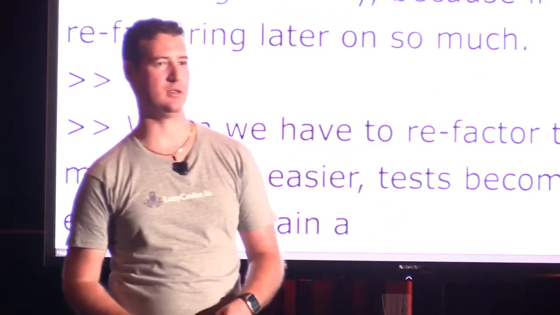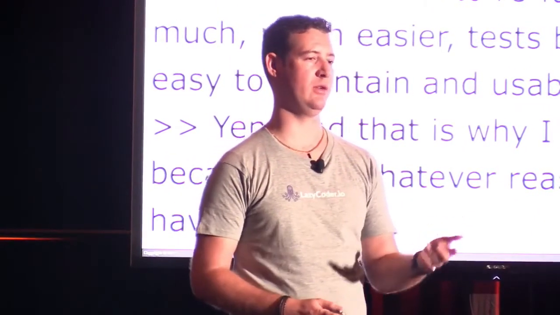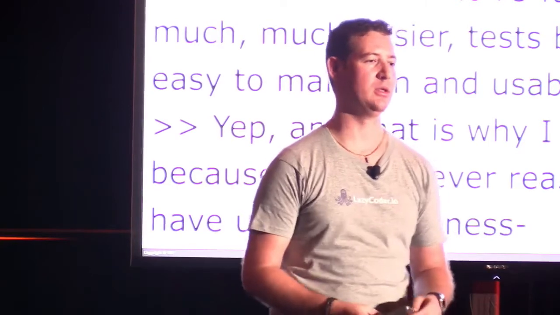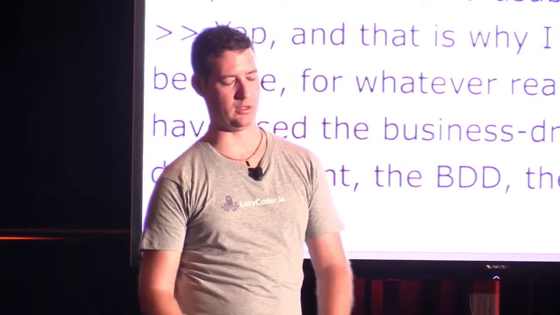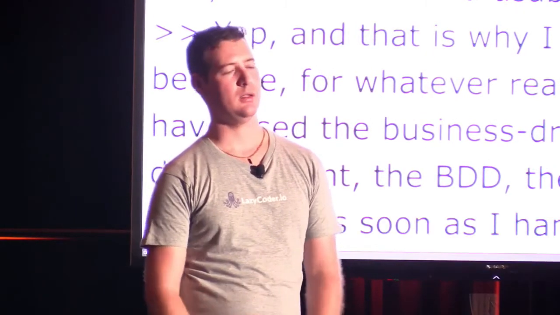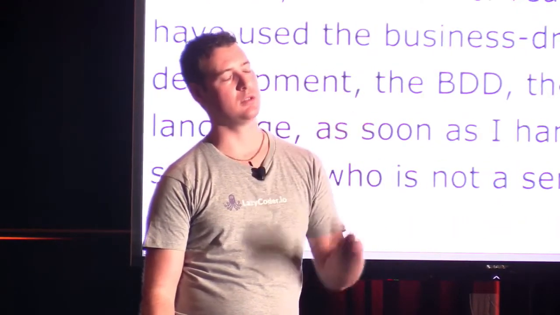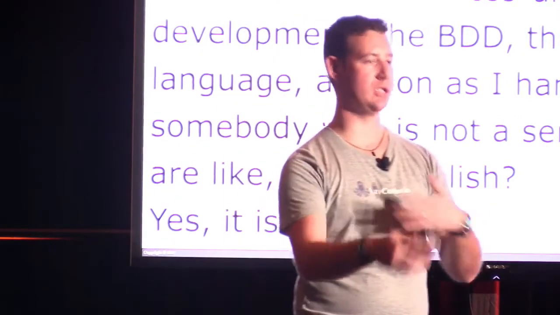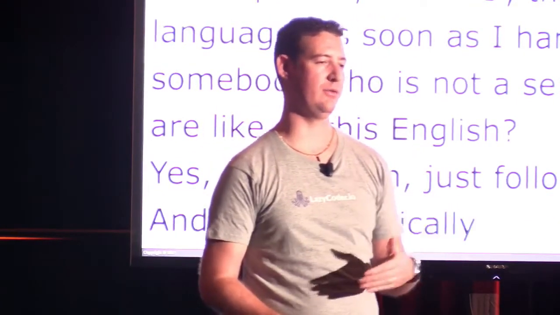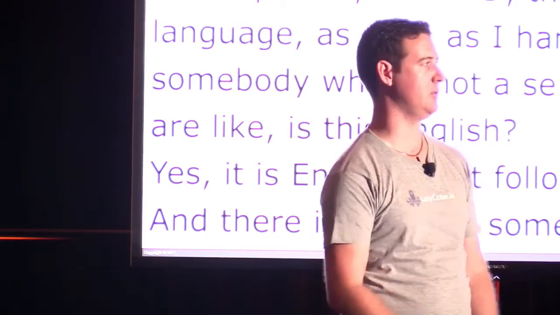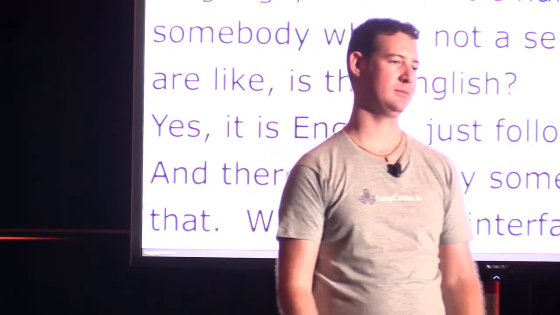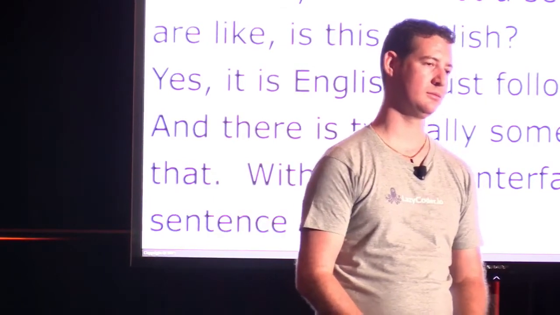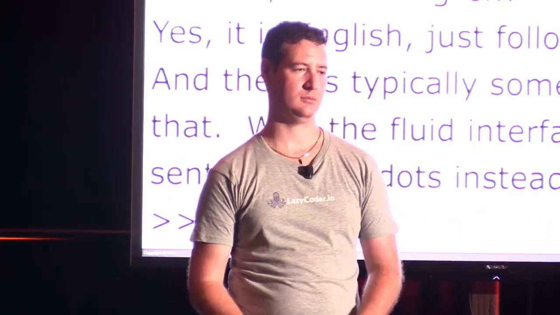Yep, and that's why I like it too, because for whatever reason, whenever I've used business-driven development, BDD, the Gherkin style language, as soon as I hand that off to anybody else who's not a serious nerd, they just look at it like, what is this English? And it's like, yes, it's English. Just follow it through, and there's typically sub-lane boxes with that. Whereas with the Fluent interface, it's an English sentence with dots instead of spaces. We just say write a sentence in a scenario, get rid of the spaces, replace with dots.